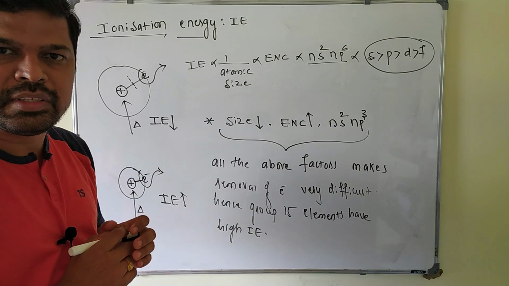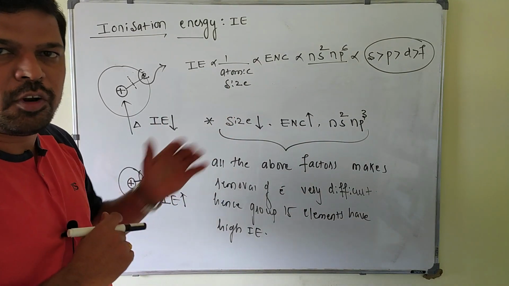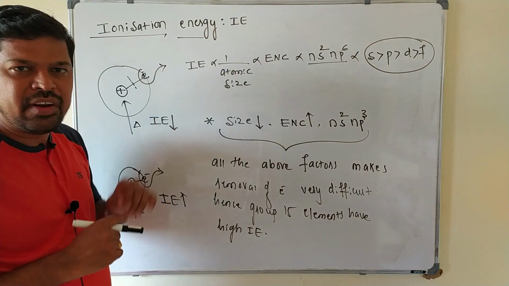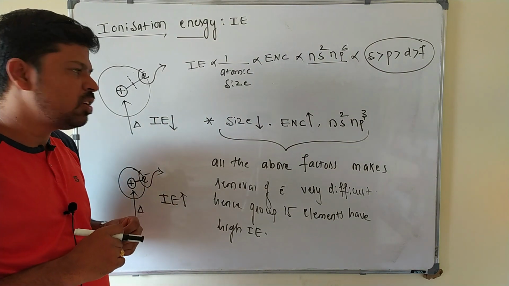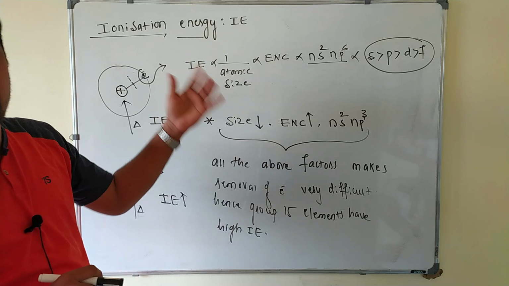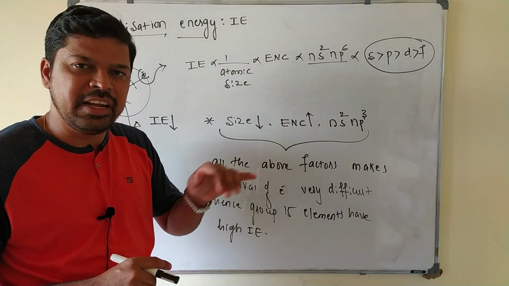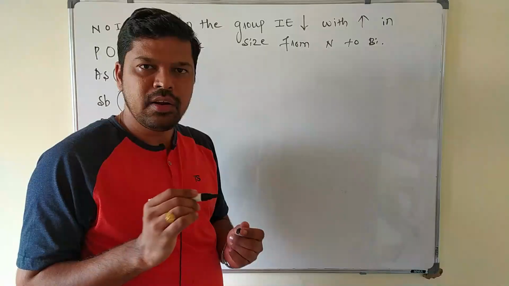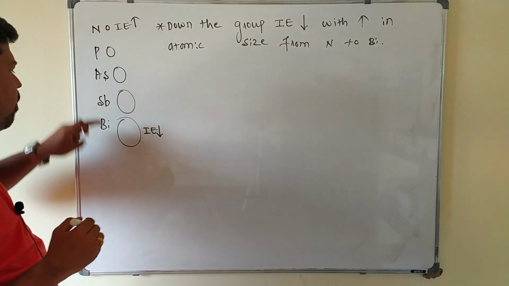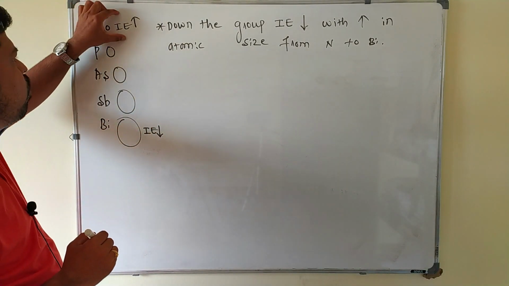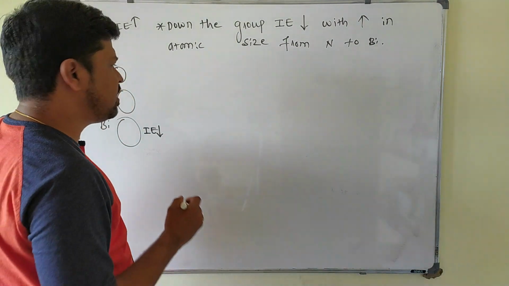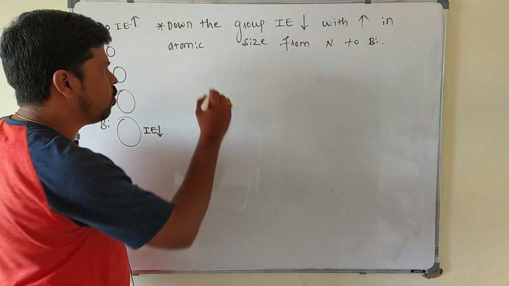Now we will compare the ionization energy of group 15 elements. Top to bottom, what happens here? Atomic size increases from nitrogen to bismuth. So as atomic size increases, what happens to ionization energy? Decreases, obviously. So down the group from nitrogen to bismuth, ionization energy decreases with increase in atomic size. We know that down the group atomic size is increasing, and ionization energy is decreasing.